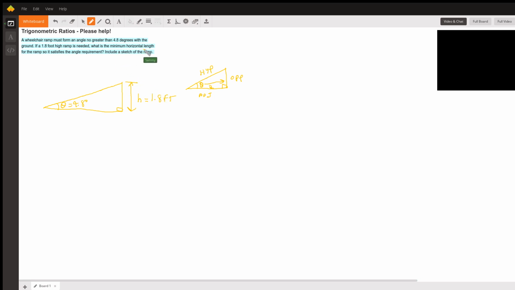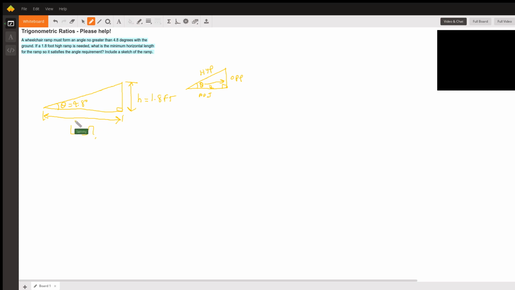We want to find the horizontal length of the ramp. So from this point to this point, we're trying to find the length of the ramp. We don't know what that is. We're going to call it L, set equal to a question mark. We're trying to find this length right here. So in order to solve this problem, we have theta, we have H, we don't have L. We have the opposite side, we have the adjacent side.